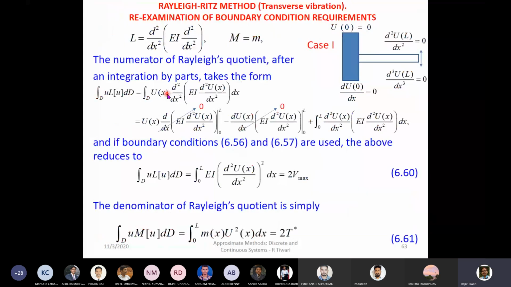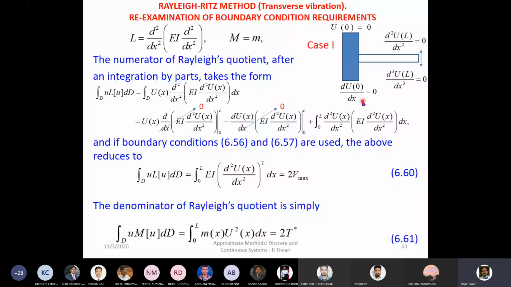Now the previous example was for the axial vibration. Now we'll take up the more complex case, when we have the transverse vibration. If we are taking the cantilever case, same as the previous one, then we have two boundary conditions at the fixed end: displacement should be 0 and slope should be 0, and two boundary conditions at the free end: bending moment should be 0 and shear force should be 0.